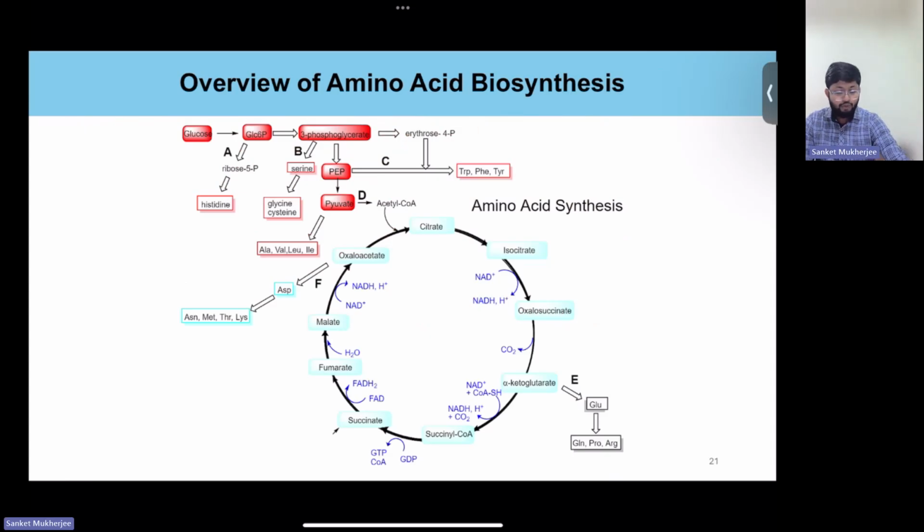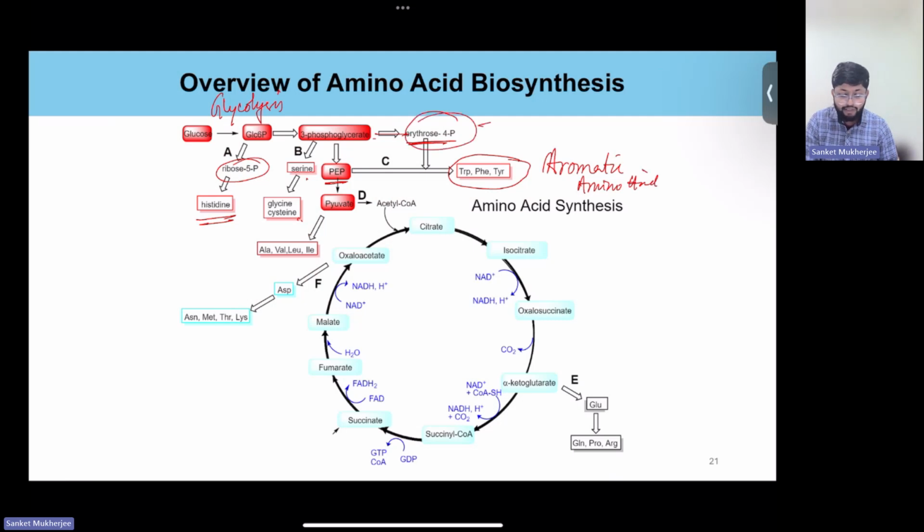Now, if we look at the overview of amino acid biosynthesis, you can see, so glucose forms glucose 6-phosphate. This is the process of glycolysis. So glucose 6-phosphate can form ribose 5-phosphate, which can form histidine, right? Okay, so 3-phosphoglycerate, again a process in glycolysis, forms serine, glycine, and cysteine. Whereas 3-phosphoglycerate can also form erythrose 4-phosphate, which is required along with phosphoenol pyruvate to form tryptophan, phenylalanine, and tyrosine. These are also called the aromatic amino acids. We will see them later. But erythrose 4-phosphate we get through the pentose phosphate pathway.